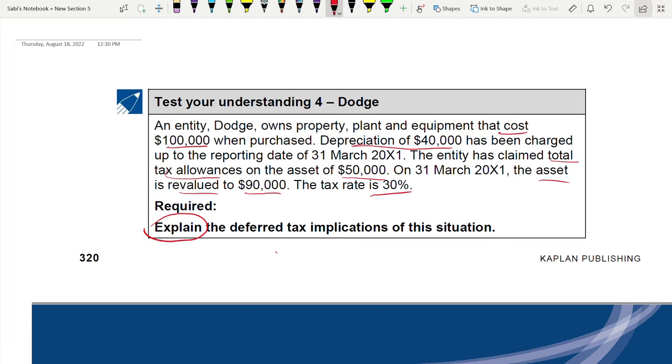In SBR, you can also expect questions to explain, not just calculate. So look whether they are saying calculate or explain. Even if it is explanation, you have to calculate something. You have to calculate the deferred tax. So how are you going to approach this question? First, start calculating the carrying amount and the tax base. So you start with the carrying amount.